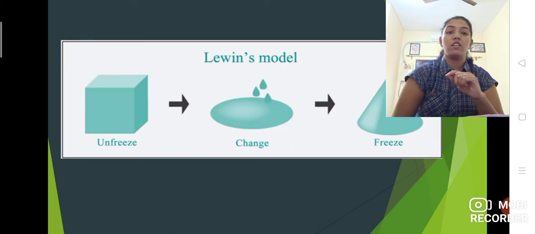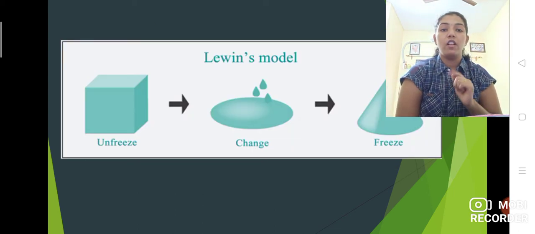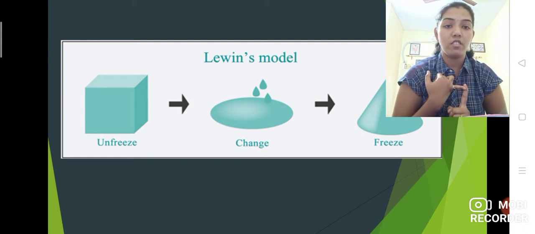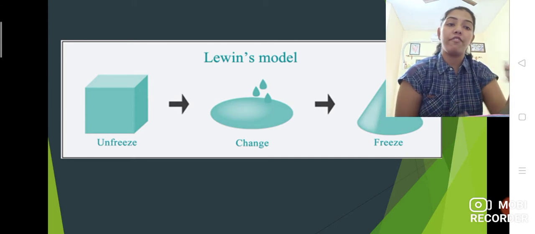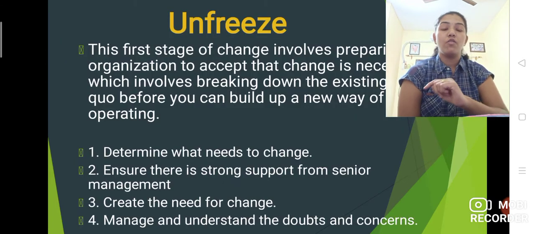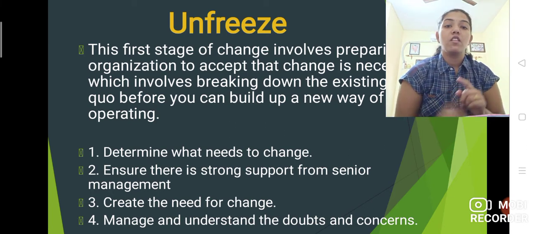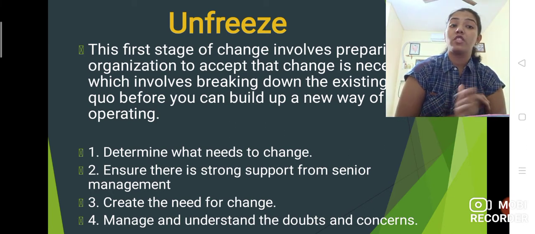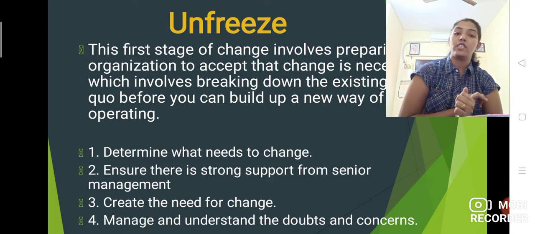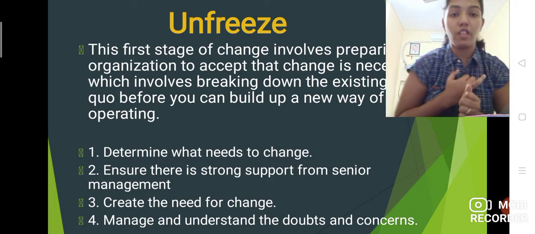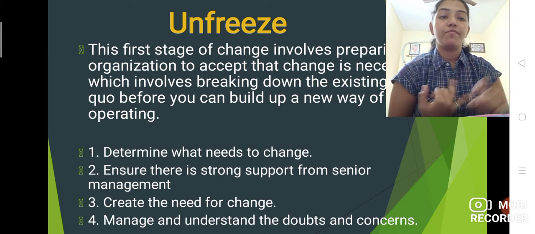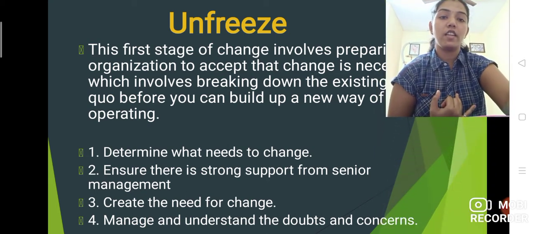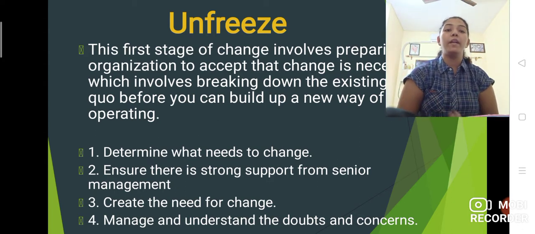So let's see Lewin's model. Lewin's model: first is unfreeze, then change, and then freeze or refreeze. So first is unfreeze. This is the first stage of change, which involves preparing the organization to accept that change is necessary, which involves breaking down the existing status quo before you can build up a new way of operating.